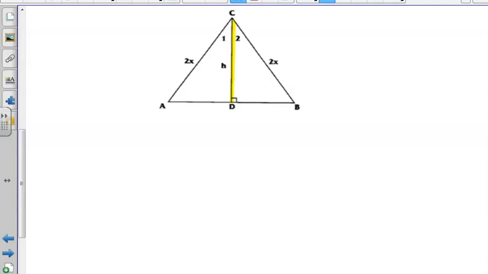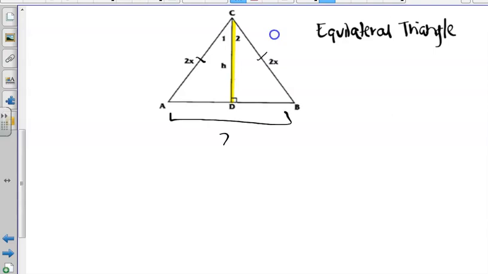Now if this is an equilateral triangle, so let me write that down. If the large triangle is an equilateral triangle, we know that all three sides will be congruent. Therefore, AC is 2x, CB is 2x, and the whole length of AB will also be 2x. Likewise, if this is equilateral, we know then that all the angles will be 60 degrees. This big angle will be 60 degrees, and this angle B will be 60 degrees.